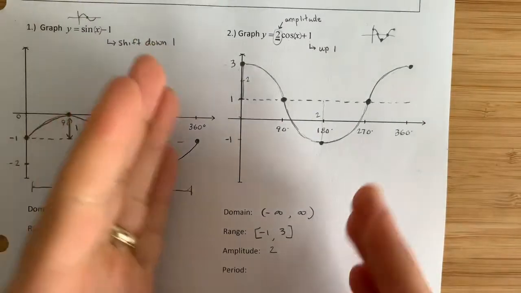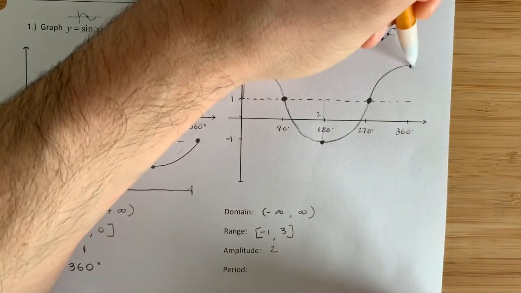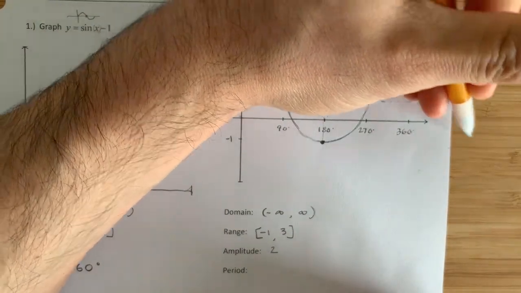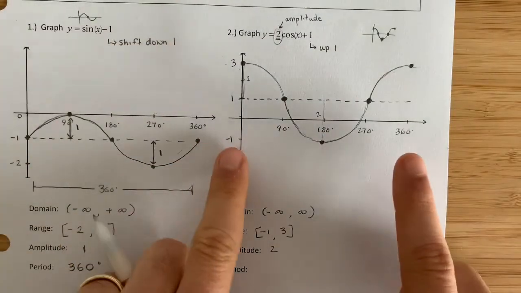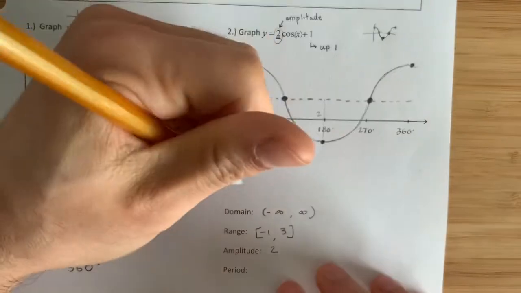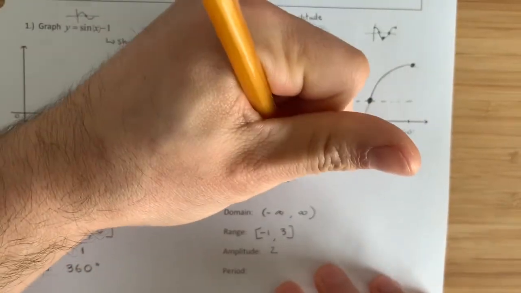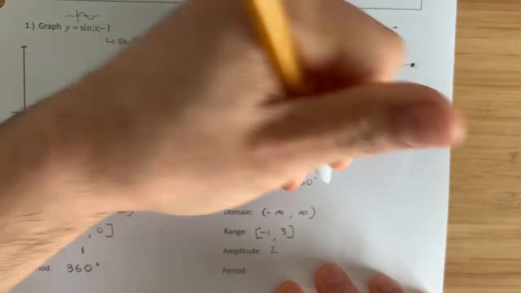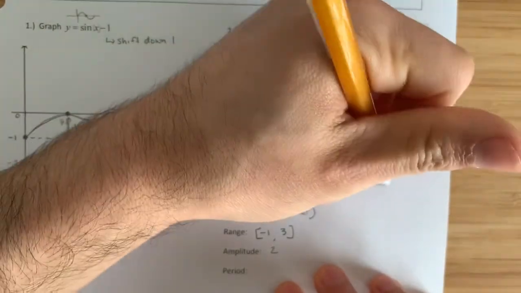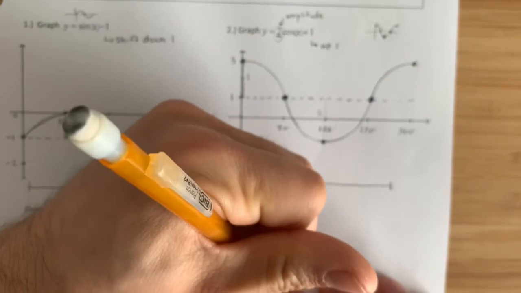And then the period, this, if I continued on, would just repeat the same exact shape again. So the period length is the length from start to finish, 360 from start to finish of that wave. So 360 is my period.